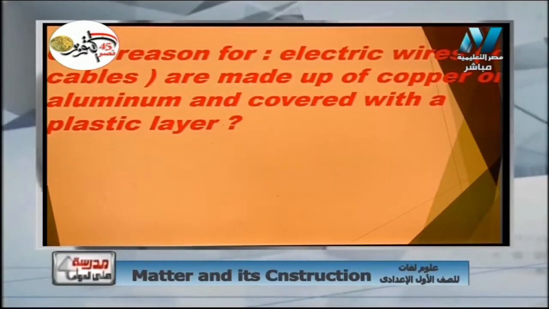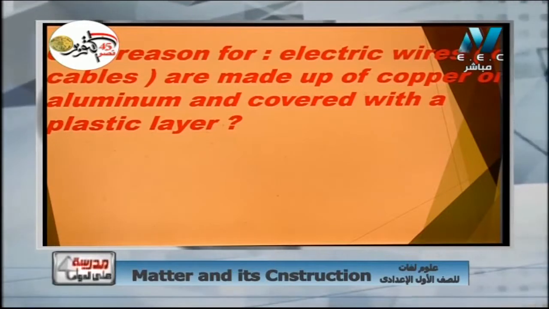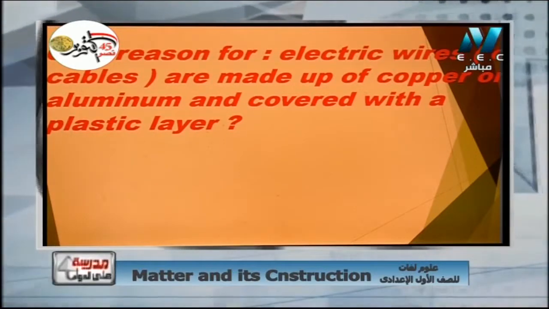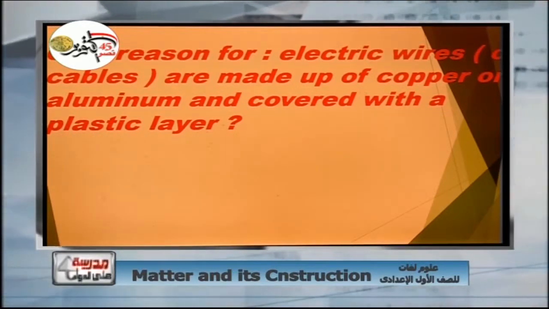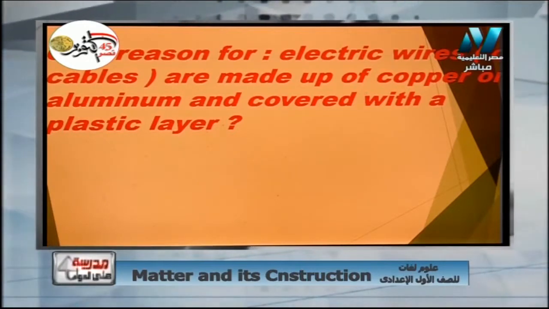Give reason for electric wires or cables are made of copper or aluminum and covered with a plastic layer. As you notice, my dear students, if you are going to buy electric wire from the electrician, what will you find? If you take a piece of its cover, you will notice that its color from inside is something like golden, like reddish brown. It is copper.